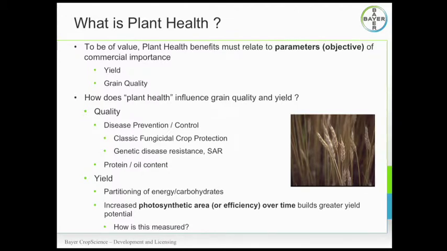You can also increase your yield potential by influencing photosynthetic area, essentially the solar panel. Or you can increase photosynthetic efficiency. So Wolfgang referred to the quantum efficiency of the photosynthetic process. And particularly if you can increase one or the other or both of those over time, you have the ability to build greater yield potential. So I want to focus a little bit on how we measure those types of improvements related to plant health.